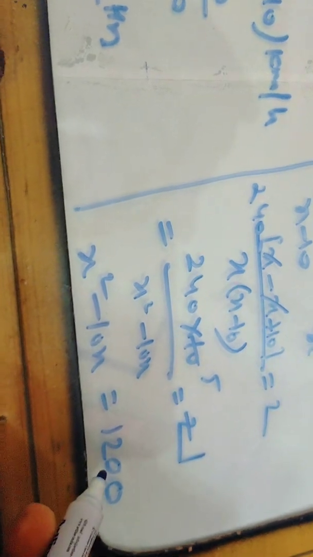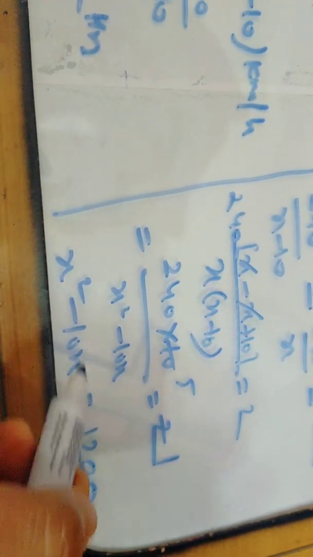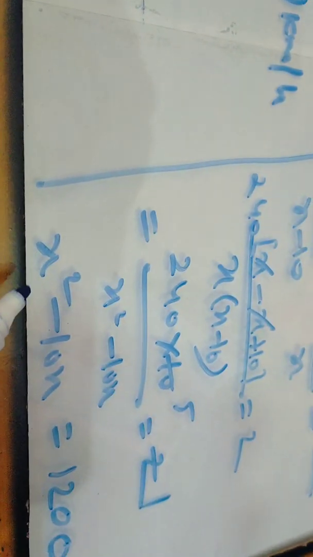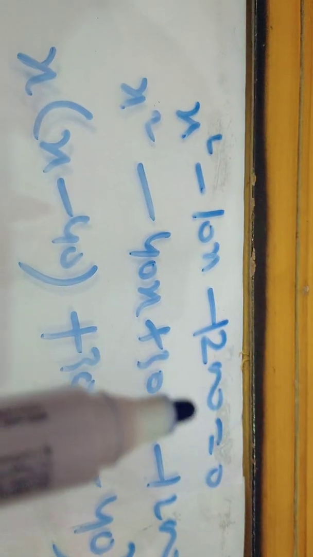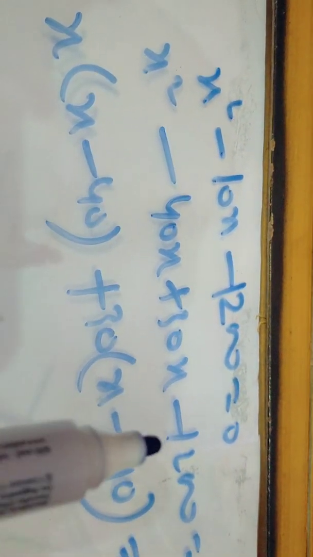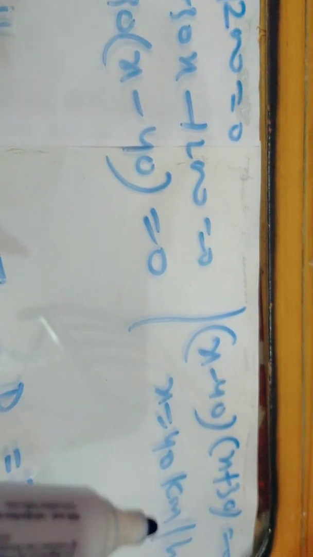Shift this 1200 to the left side and try to simplify and get the value of x. So we have an equation here, x square minus 10x is equal to 1200. This equation I solved here: x square minus 10x minus 1200 equal to 0. 40 and 30 are the factors. So we got two factors here, x minus 40 and x plus 30. So it has given two answers, x is equal to 40 and x is equal to minus 30, but x is equal to minus 30 is an invalid answer, so there is no need to write it. So you write x is equal to 40 km per hour.